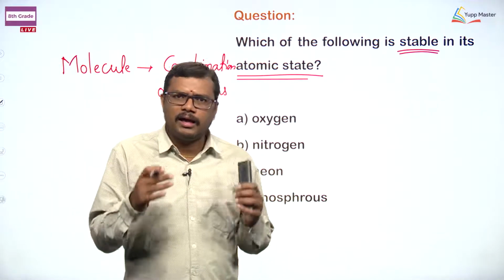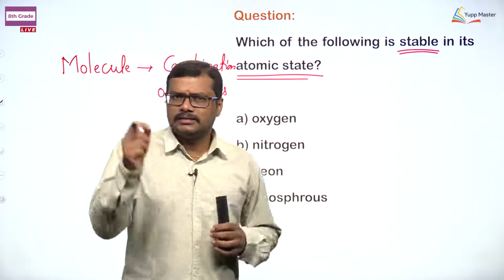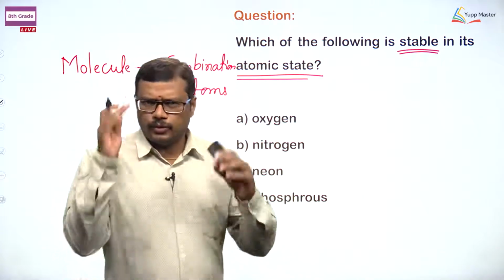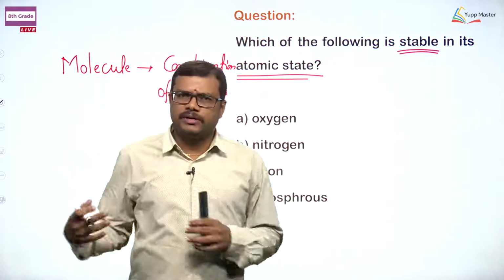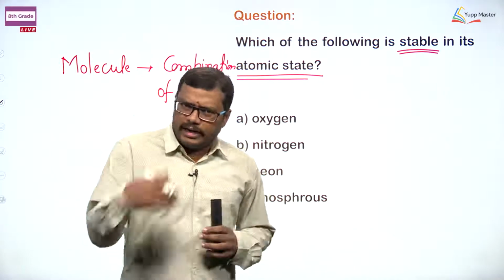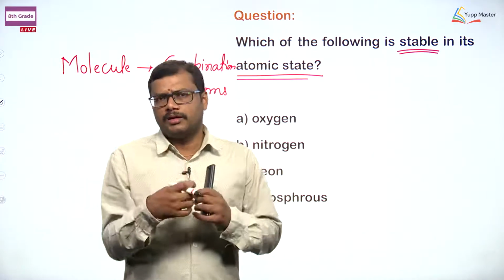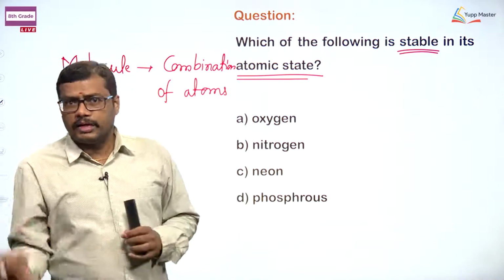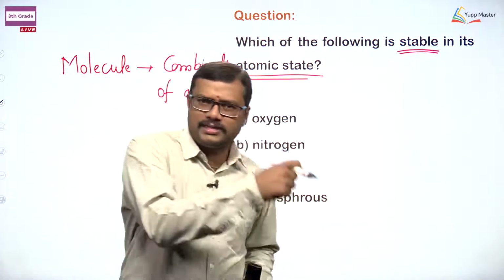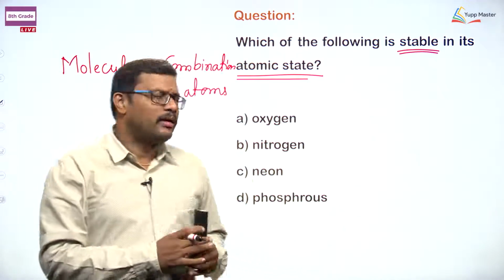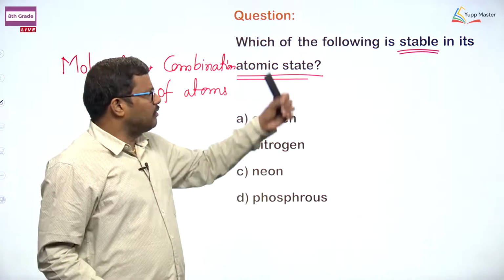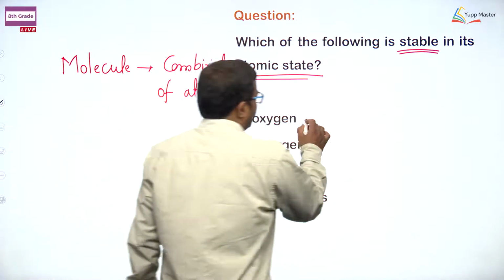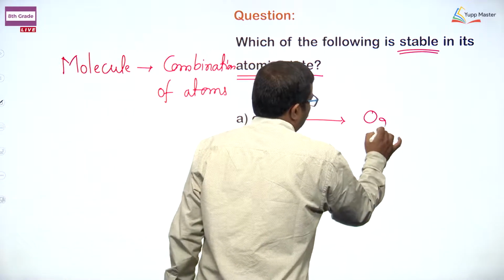The main idea is that the formation of a molecule gives stability. Towards stability the atoms will drive, okay. In order to get stability they combine with one another, thereby combination of atoms results in the formation of a molecule. But in this question, what they are asking is which of the following exists in nature in the atomic state. We know oxygen in nature exists as an O2 molecule.